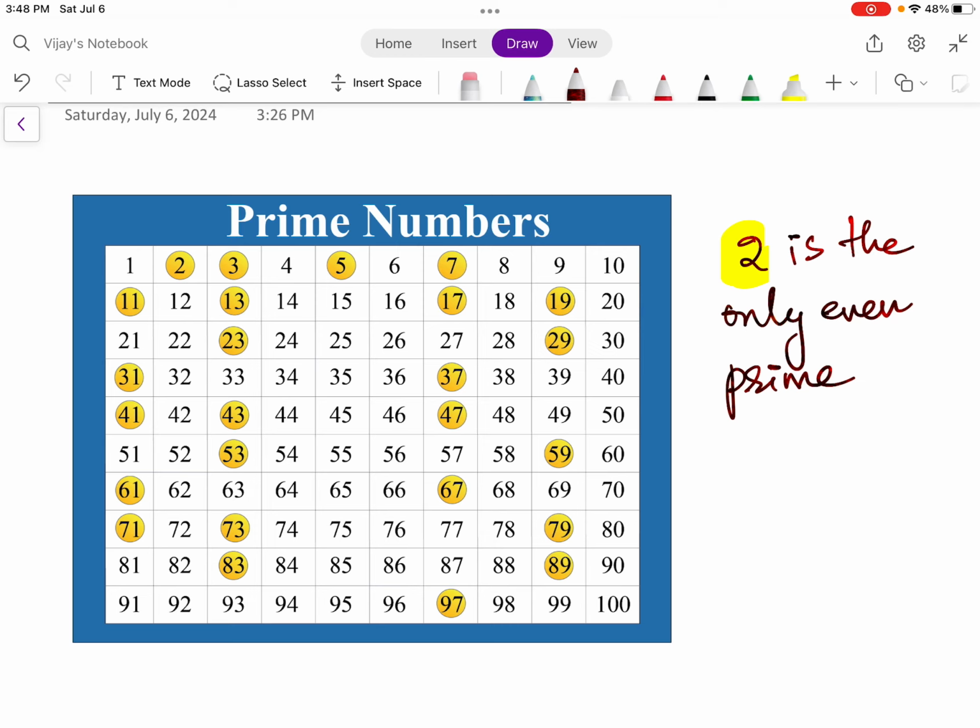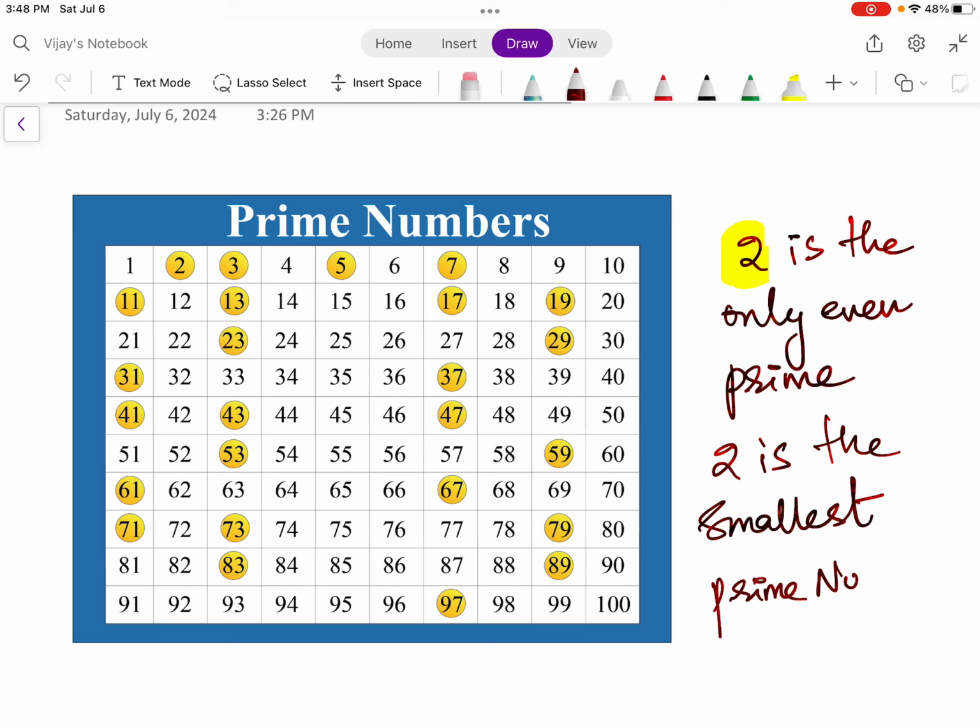First thing. Second thing, the smallest prime number is also 2. So 2 is the smallest prime number. This is the second important point. So what I want to say is 2 is the only even prime. All other even numbers other than 2 in the natural numbers will definitely be composite numbers, and 2 is the smallest prime number. And what is the smallest odd prime?